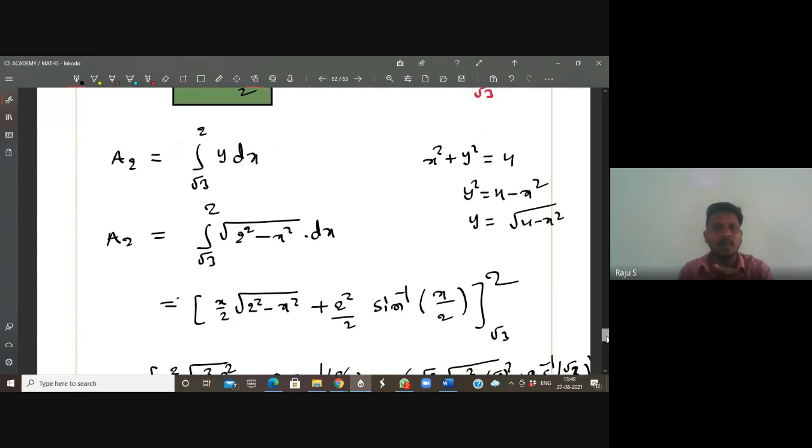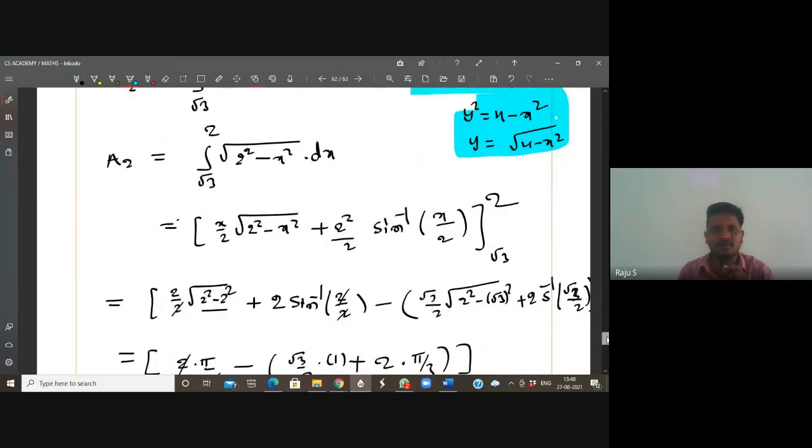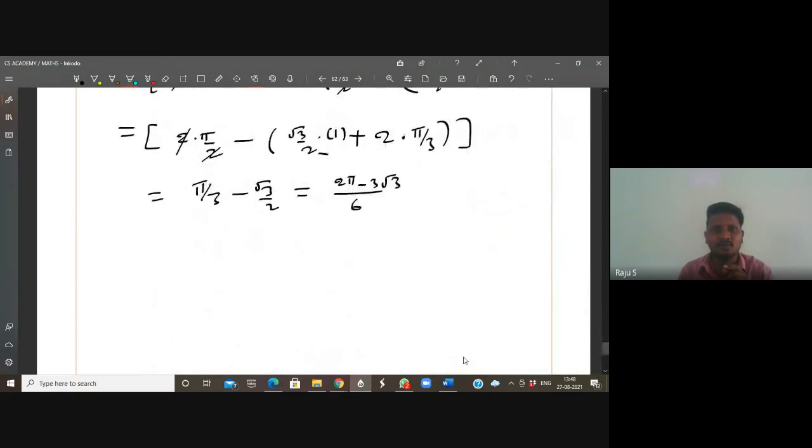So y dx, this is the general formula. The y value you get from the given circle. With the help of the given circle only you have to find y. Substitute the y value and simplify, you get the answer. That's it.